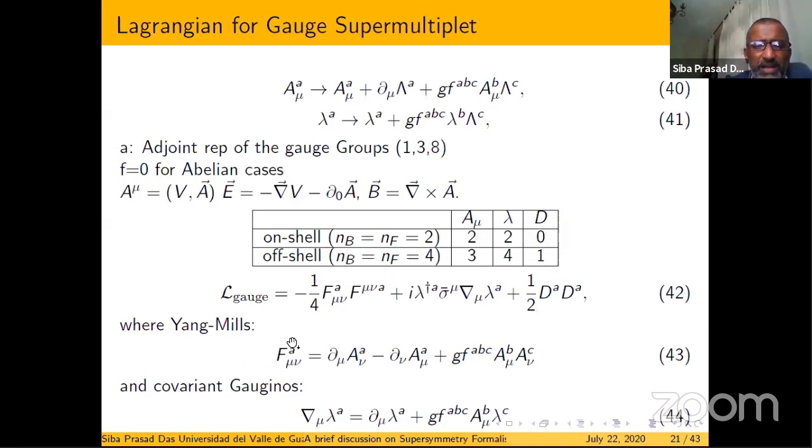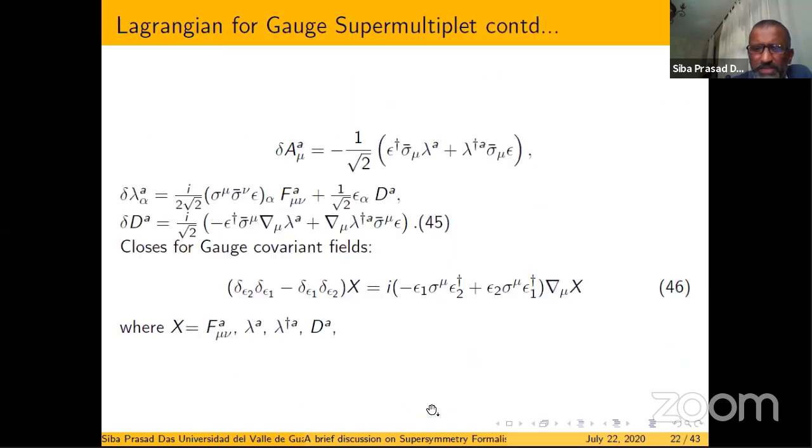These are the Yang-Mills field strength, which is like the normal electromagnetic field strength plus the coupling of the field with the field. So you see that this structure factor is basically coupling with the gauge particle itself. Then the covariant gaugino, this lambda is the covariant gaugino. This is the corresponding gaugino covariant term, with the corresponding gauge quantum number for the same.